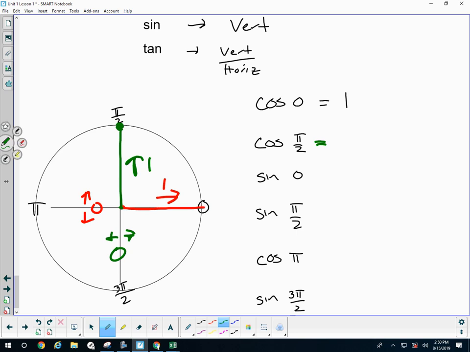This is why the cosine of pi over 2 is 0, because I do not go to the left or right. However, the sine of pi over 2 is 1.